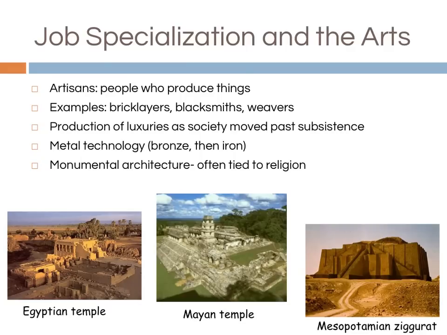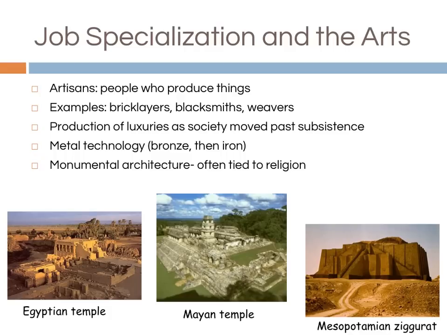So a little more about job specialization. One key term that you need to know is an artisan. A lot of times students think an artisan is somebody who makes art, and that could be true. But an artisan is just anybody who makes a product. So somebody who produces something by hand, which is what everything was produced by hand in this time period. So people who make bricks, people who make things out of metal, people who weave baskets or cloth, those are all artisans.